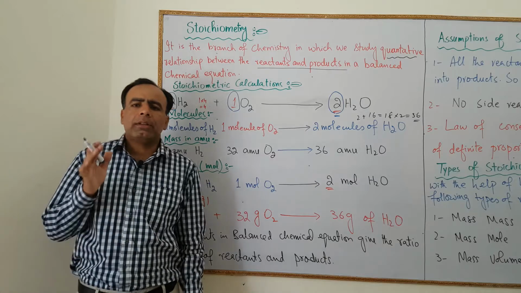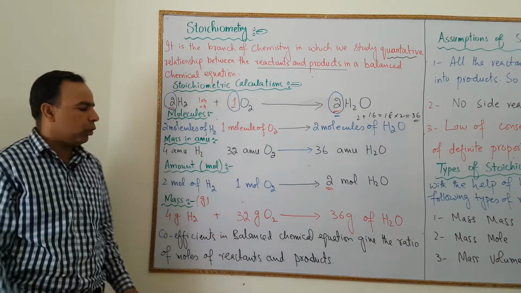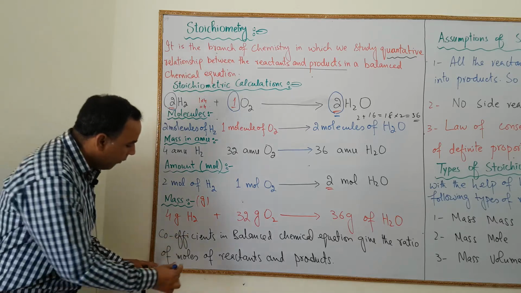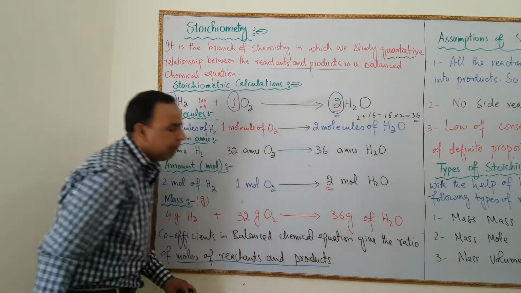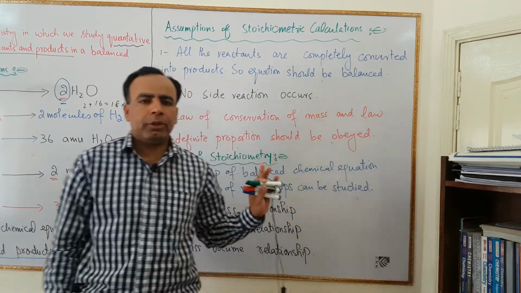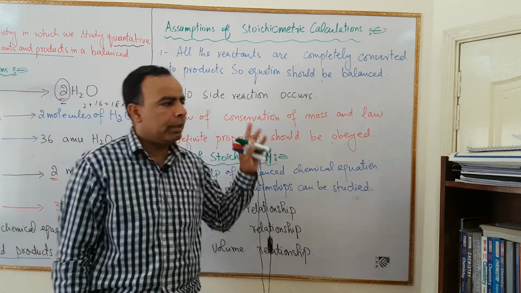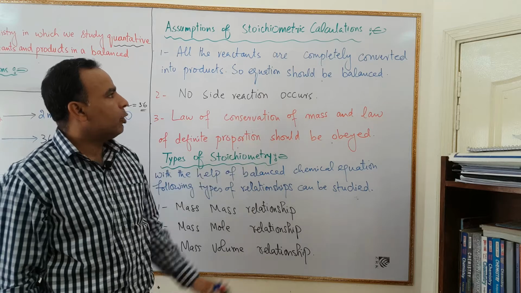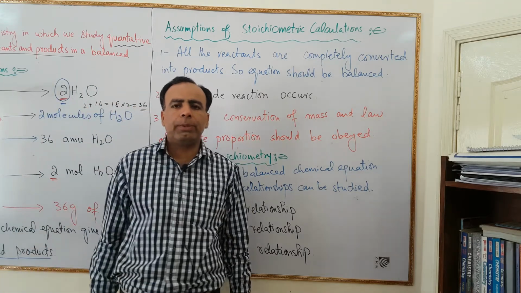Dear students, the coefficients in the balanced chemical equation give the ratio of moles of reactants and products in the balanced chemical equation. Now dear students, there is an important short question as per the board paper point of view: give the assumptions of stoichiometric calculations. There are 3 assumptions of stoichiometric calculations.